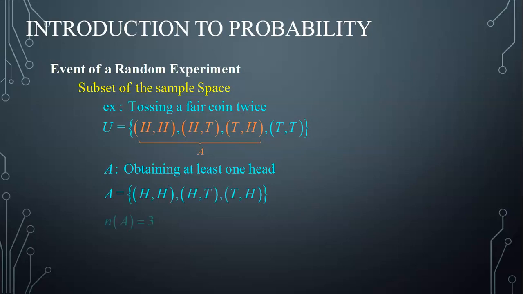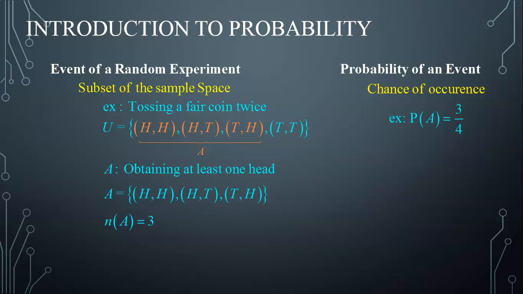As to find the probability of an event, that consists of finding the chance of occurrence of an event. In our example, the probability of A is 3 out of 4, as 3 outcomes of the total 4 outcomes form event A. Therefore, to find the probability of an event, we divide its cardinal by the total number of outcomes.